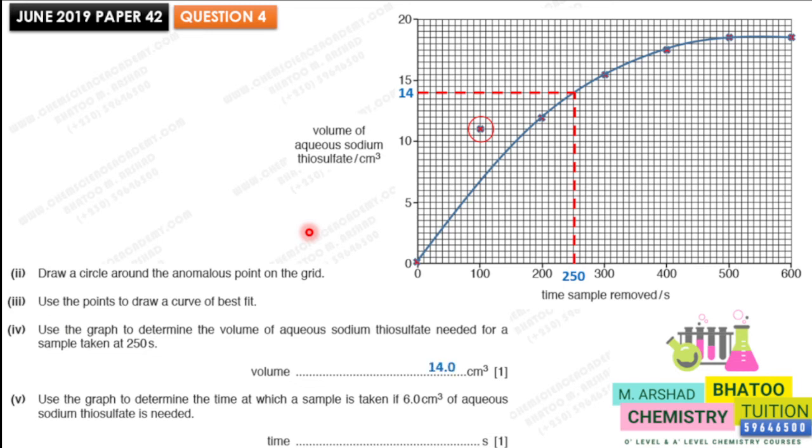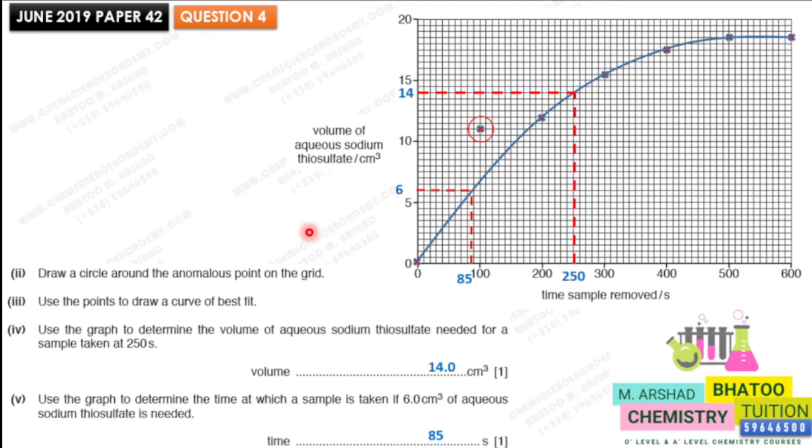Use the graph to determine the time at which a sample is taken if 6.0 cm3 of aqueous sodium thiosulfate is needed. Madou? 30 secondes. Alors, on prend 6. On trouve 85 secondes. Donc, 85 secondes. Combien? 90. 80. I hope the curve is well done quand même. Right, the curve. Jagger combien? 90. Right, 85 là, de toute façon, il est entre les deux.